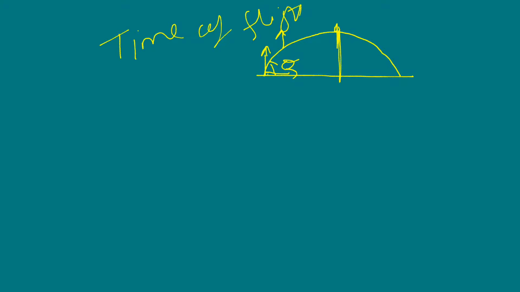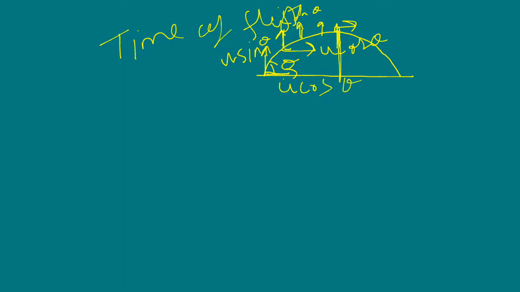So it will move like this, and here it will become parallel. This direction, which is perpendicular, we take as u sin theta, and this direction, which is parallel, we take as u cos theta. So here also, upward is u sin theta, and parallel to the ground is u cos theta.